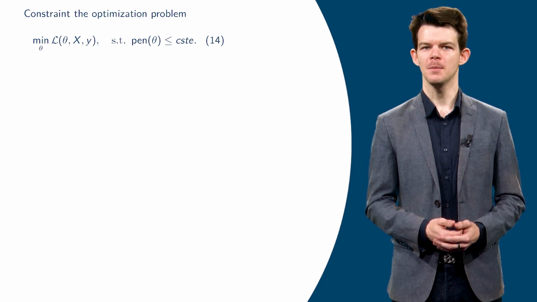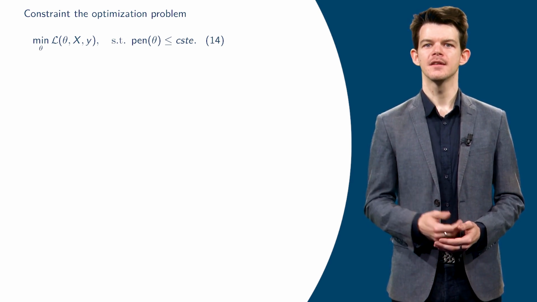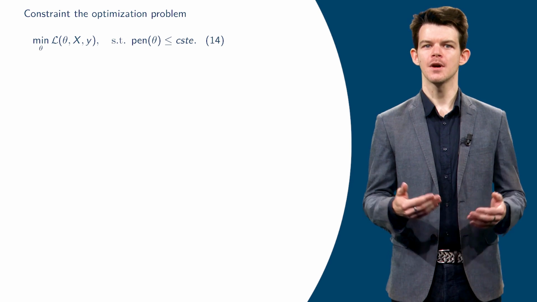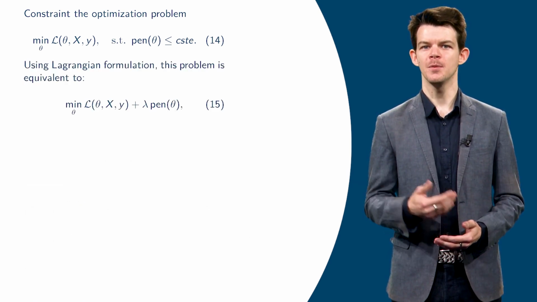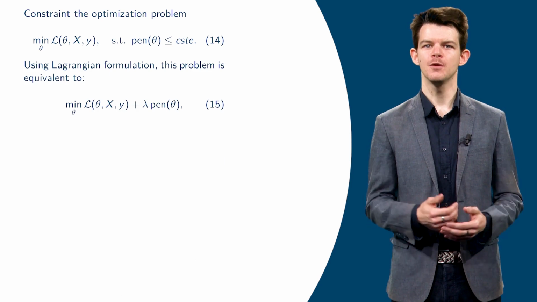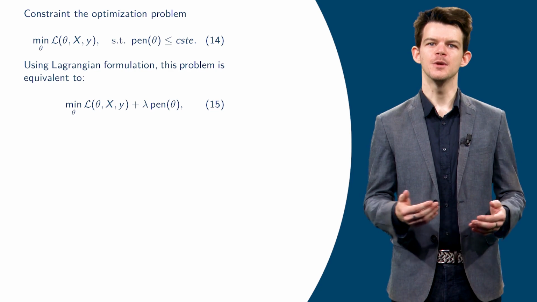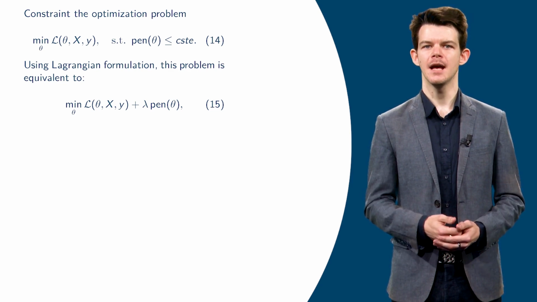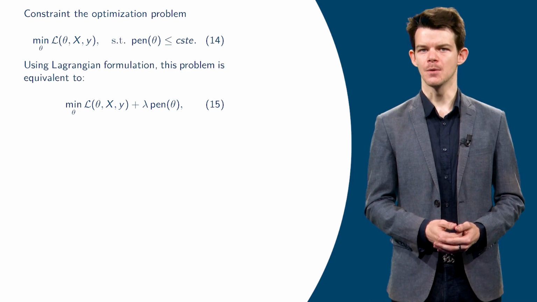constraint optimization problem in equation 14. The penalization function pen stands for the type of constraints you put on theta. It can be shown that this problem is equivalent to the optimization problem written in 15, which is an unconstrained optimization problem. There is only one objective function to minimize without additional constraints. The dependence between the constant in equation 14 and lambda in equation 15 is unfortunately not explicit in general.